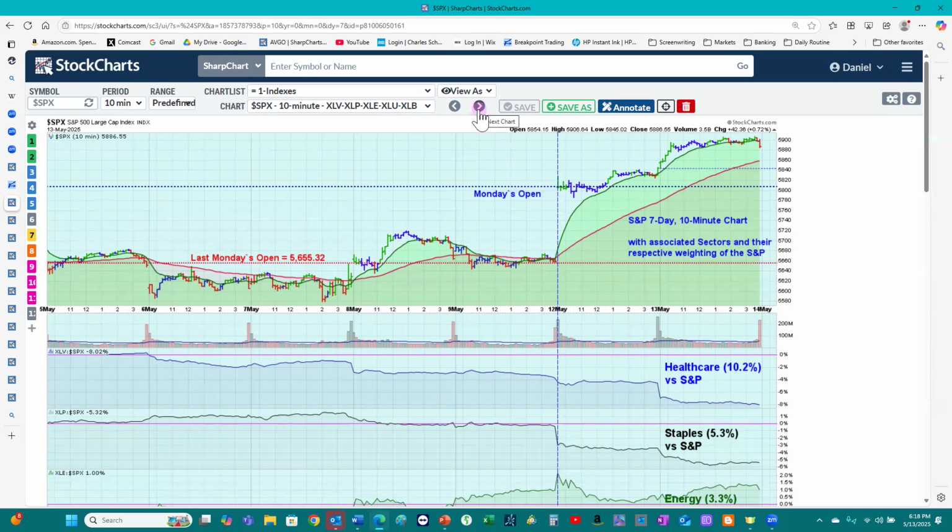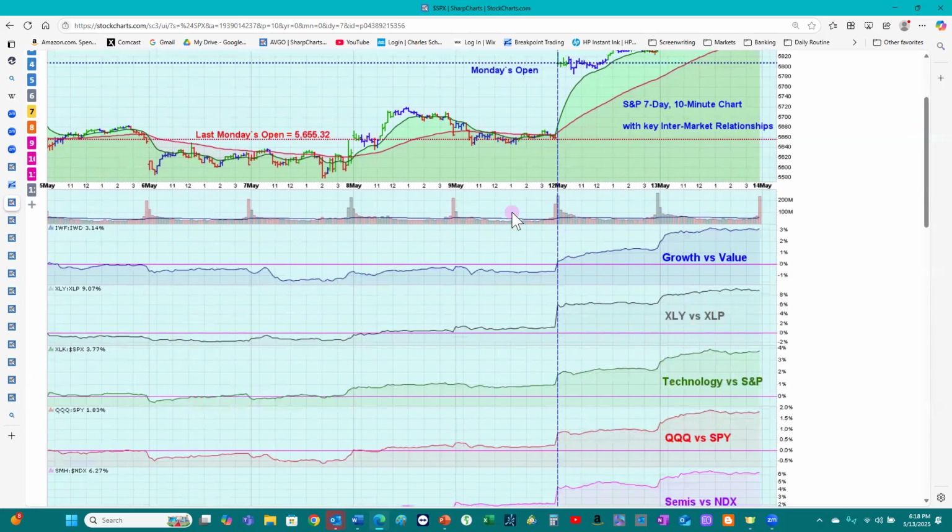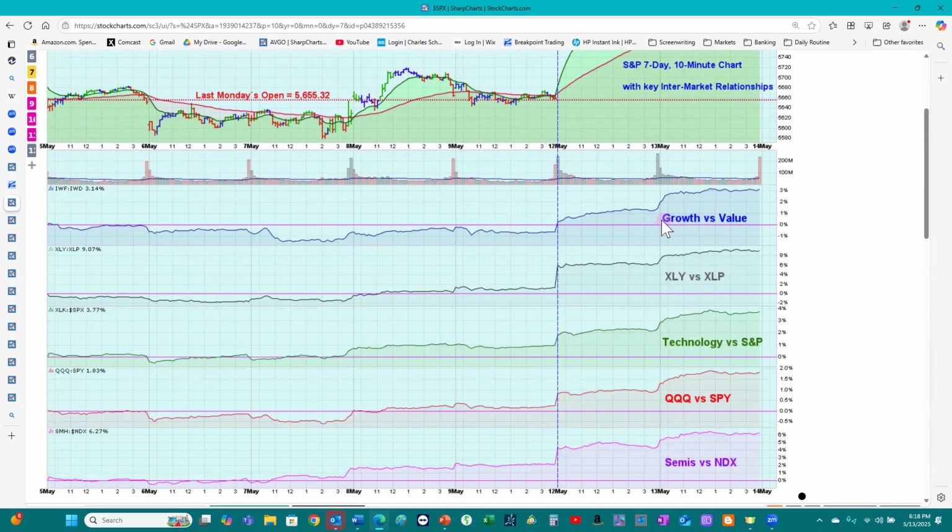Now, the next one is even more important. This is sustainability, or the ratios of growth versus value in a strong market. If Wall Street is buying and they expect the market to move higher in the future, then they are rotating out of value and into growth. That's what this moving up means. So right now it is very strong.